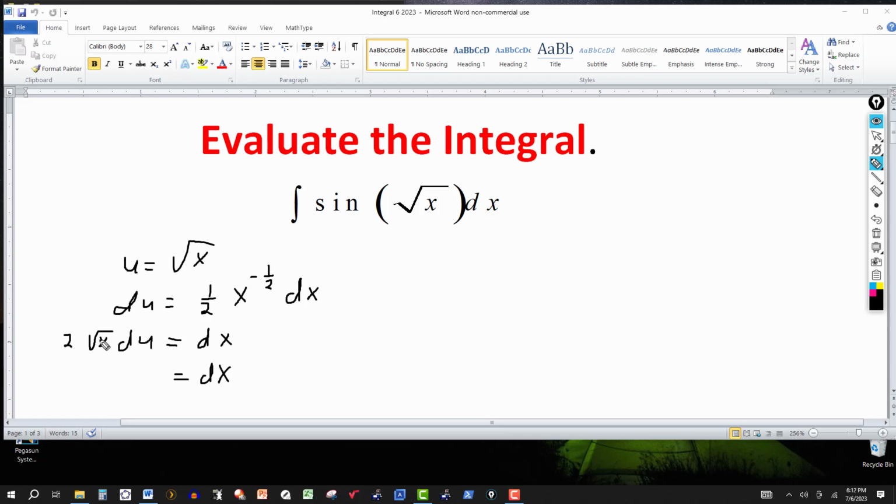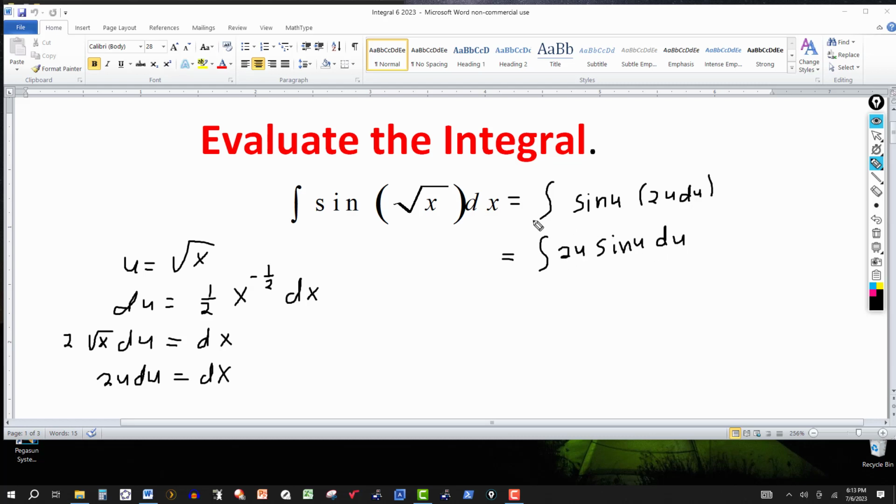I want everything in terms of u here, so the square root of x is of course u, so this will be 2u du. So in the original integral I can replace the dx by 2u du. Come back over here then, this will be the integral of the sine of radical x, or the square root of x, which is replaced by u here, and then the dx is replaced by 2u du. Then I'll rewrite this, put the 2u in front of the sine here.